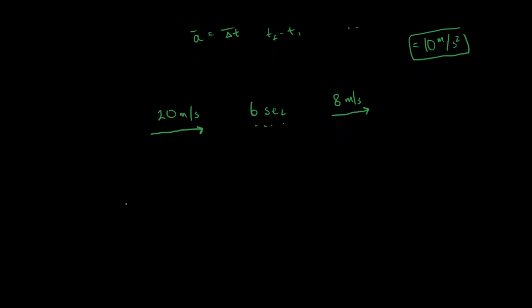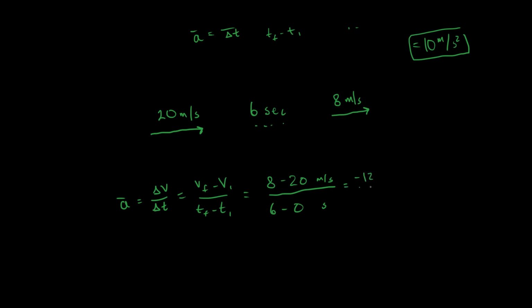So again, we're going to plug in. Acceleration is equal to my change in velocity over change in time, v final minus v initial over t final minus t initial. My v final is 8 minus 20 meters per second over 6 minus 0 seconds. So what does this come out to? Negative 12 over 6 or negative 2 meters per second squared.